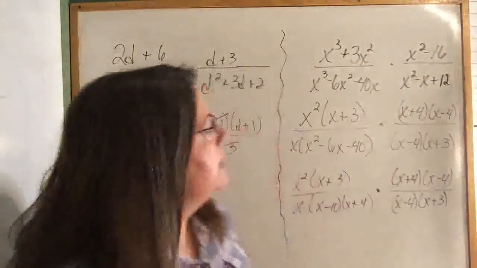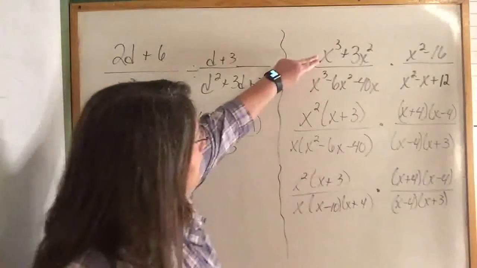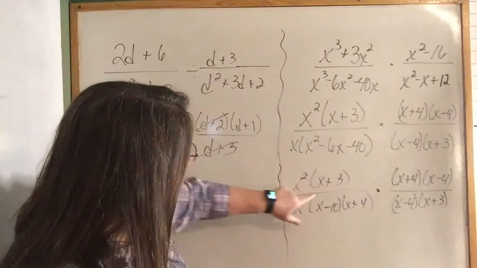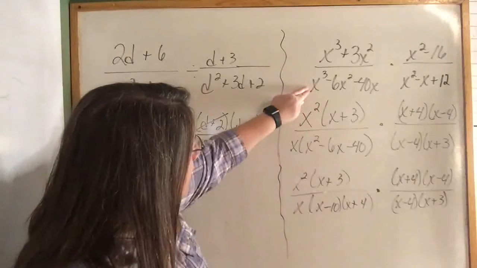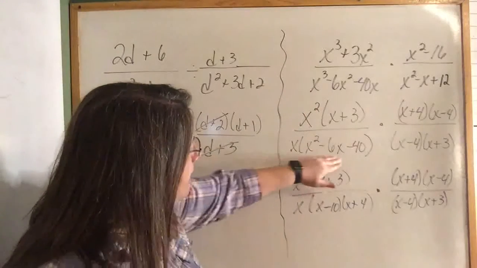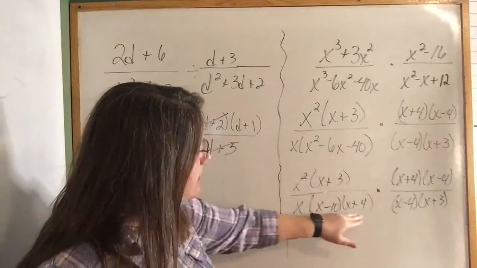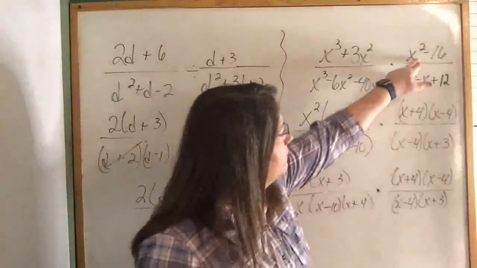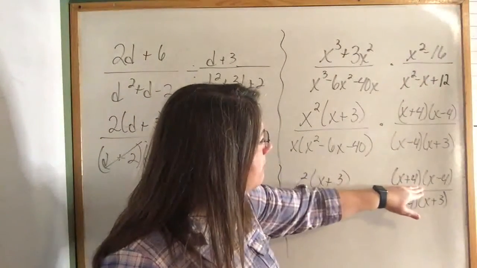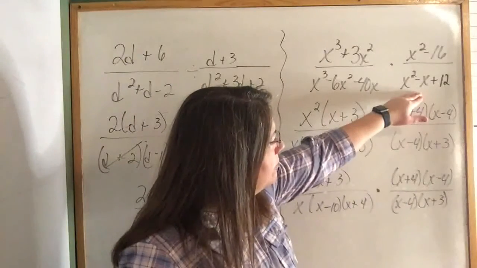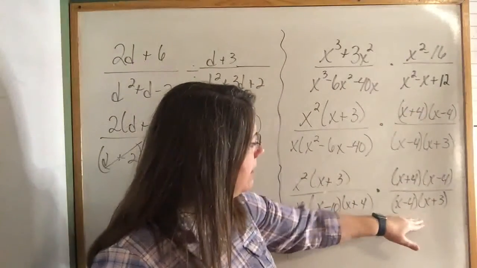For the next one, I've factored everything that will factor here, and x squared came out, leaving me with x plus 3. Here I brought out an x first, and then I factored the trinomial that was left, leaving me with x times x minus 10 times x plus 4. This is difference of squares, x plus 4, x minus 4. This can be factored. It's a trinomial, x minus 4 times x plus 3.